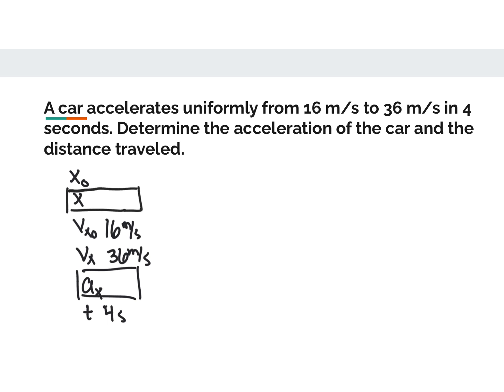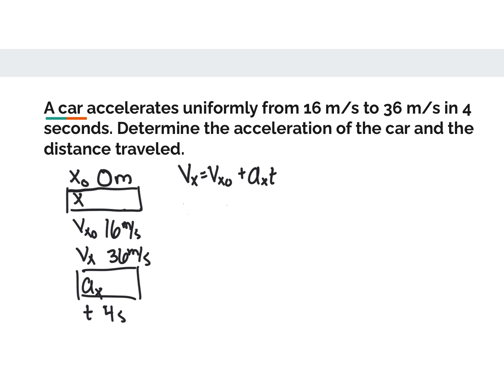We're also going to need to define an initial position. When in doubt, initial position is 0. The car had not moved relative to its spot before the 4 seconds. Okay, to find acceleration, I'm going to use the first equation first. Final velocity equals initial velocity plus acceleration times time. 36 equals 16. Oh, I started plugging in numbers. Hang on, I'll do my algebra first.